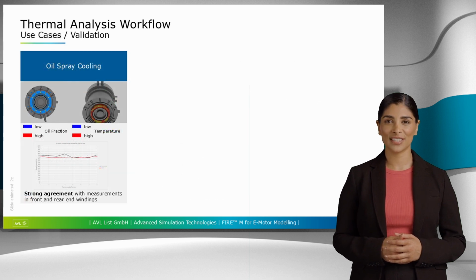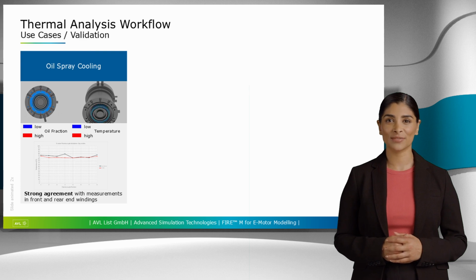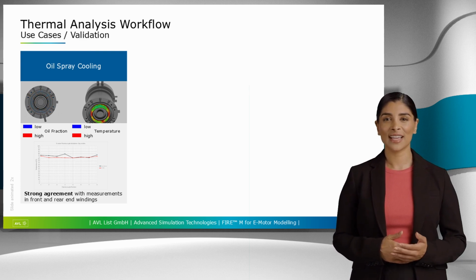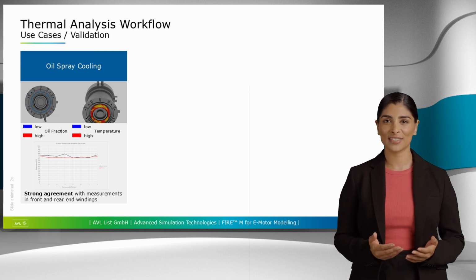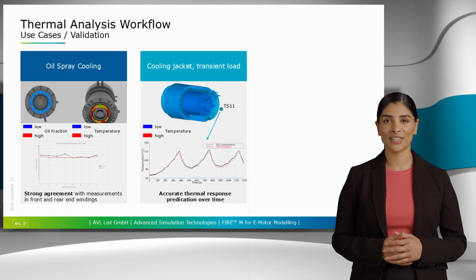I guess you are interested in knowing how well FIRE M can predict the thermal load of an e-motor. Let's figure it out. On the left of the slide, you can see an example of an oil spray-cooled motor with very good agreement between measured and calculated temperatures for different locations at the front and rear end windings. In the center of the slide, you see now a comparison of calculated and measured temperatures for a transient test cycle of an e-motor. Also, in this case, FIRE M provides results that excellently agree to the measured data.